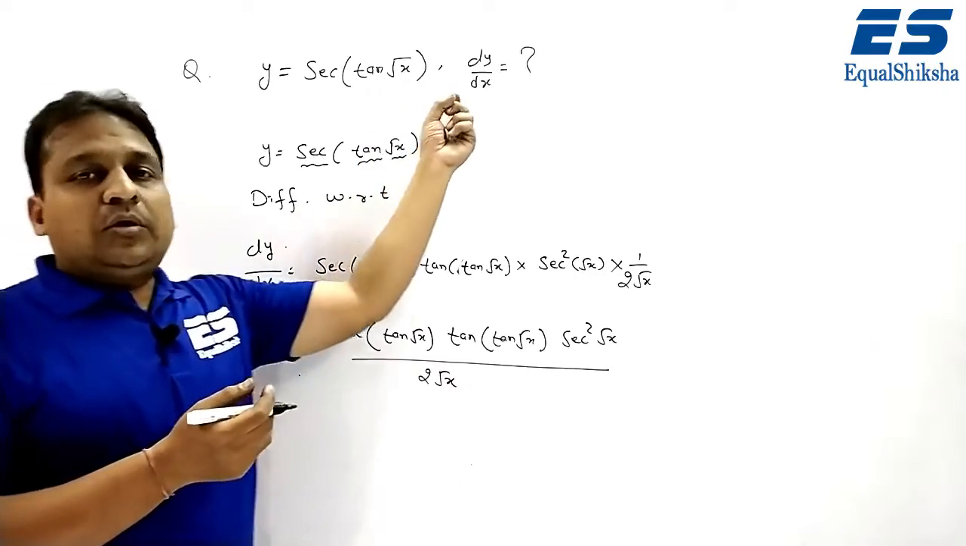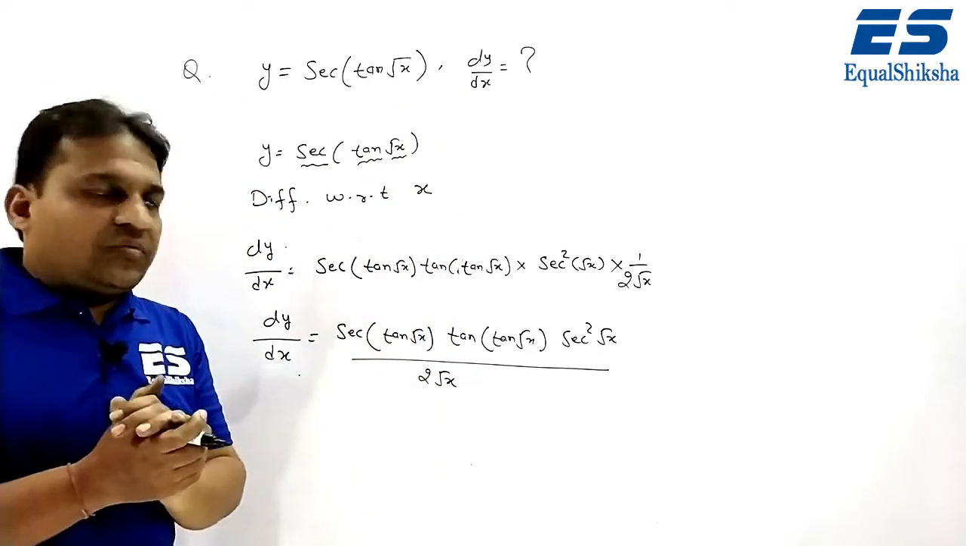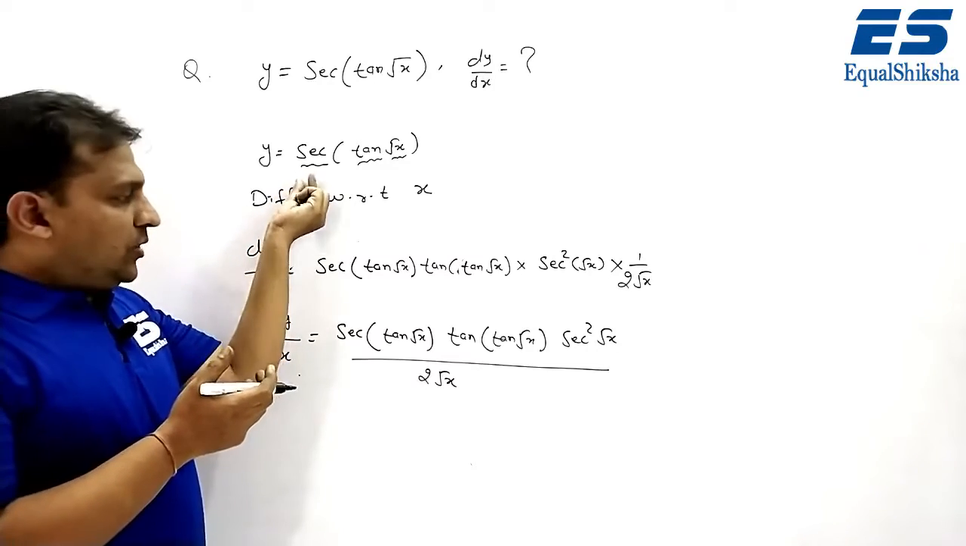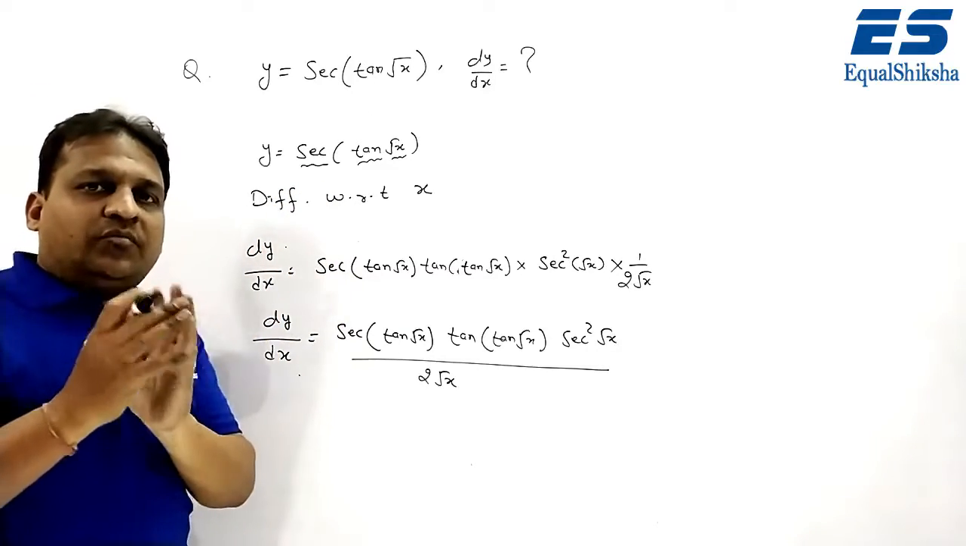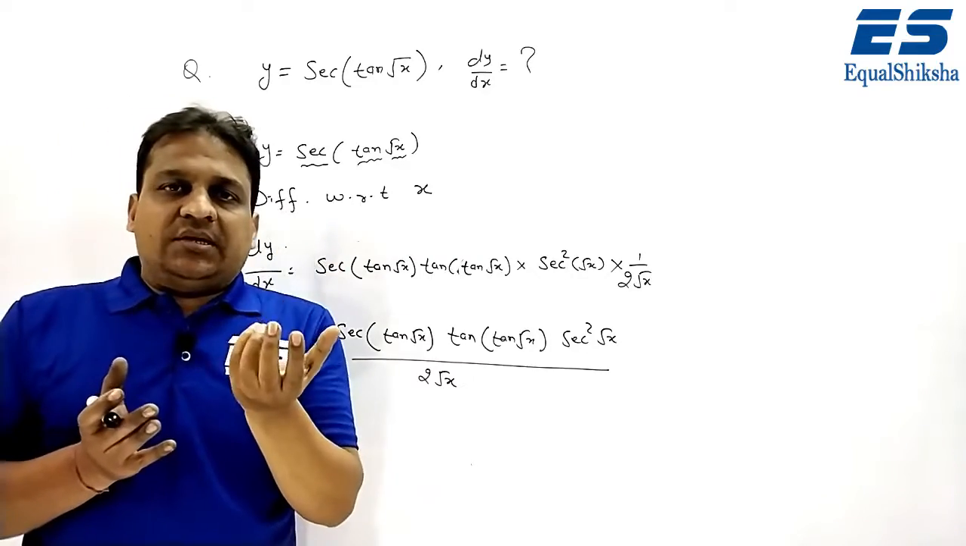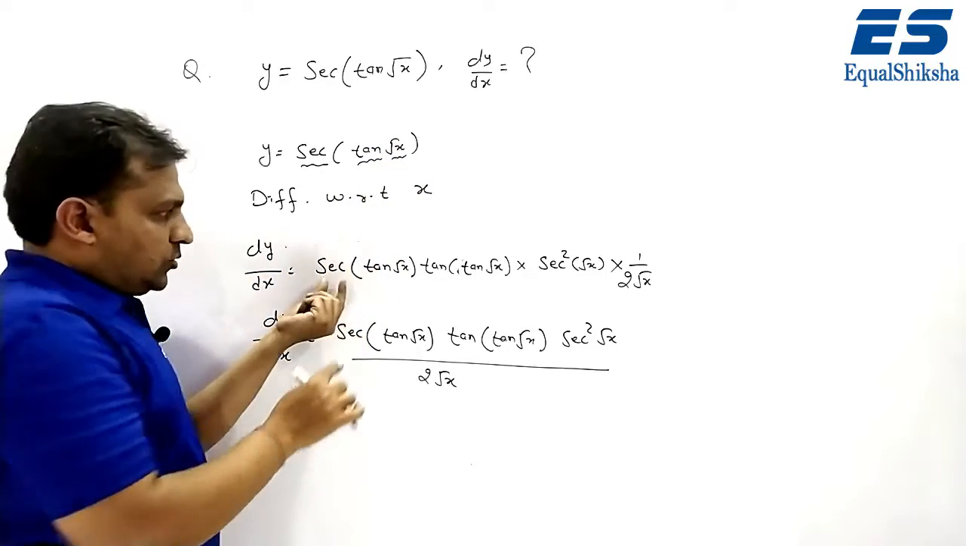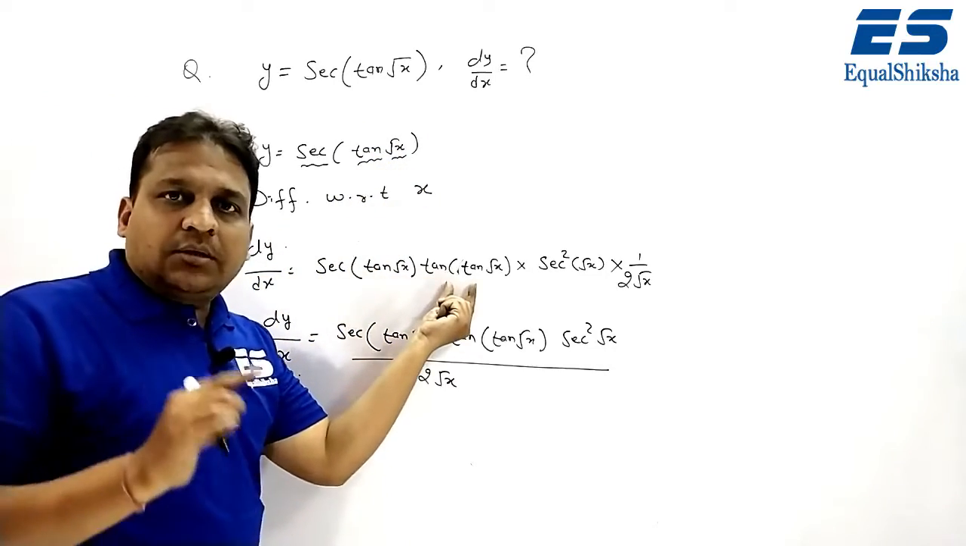So for finding the value of dy by dx of such type of function, first we have to differentiate the first function. The first function is sec, so we differentiate sec and the remaining functions will be considered as x. For sec x, differentiation is sec x into tan x. So here x will be tan root x. So sec tan root x into tan root x.